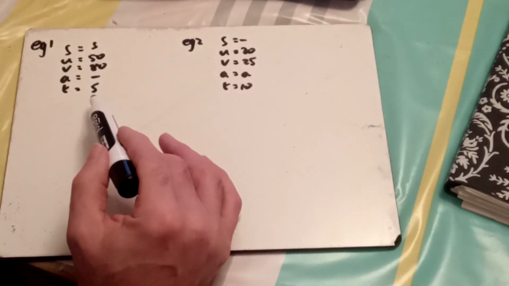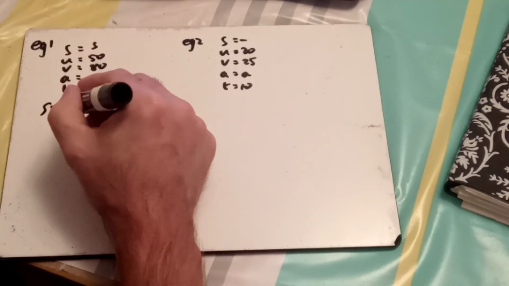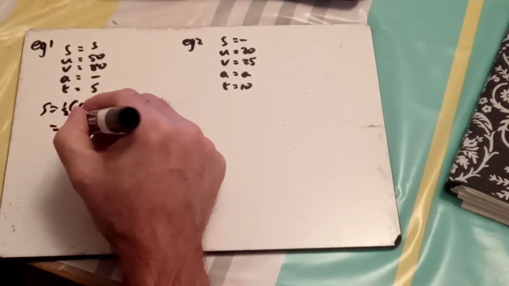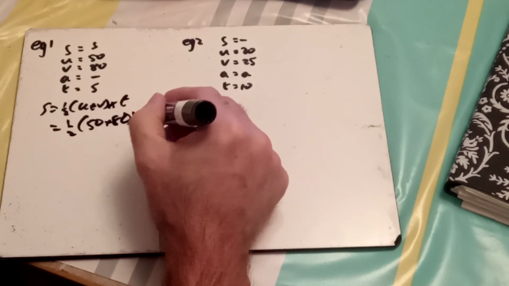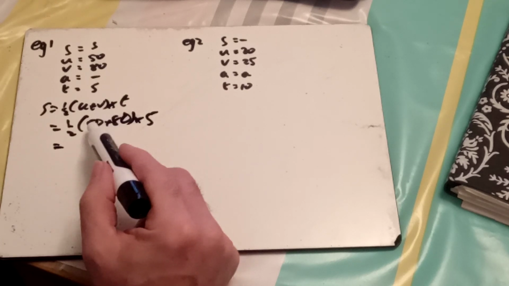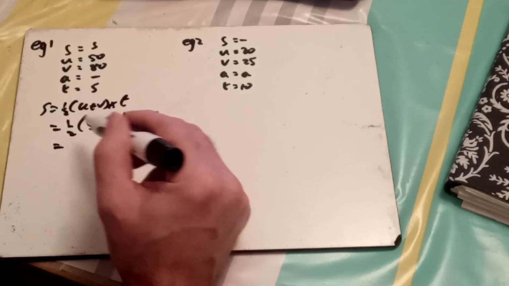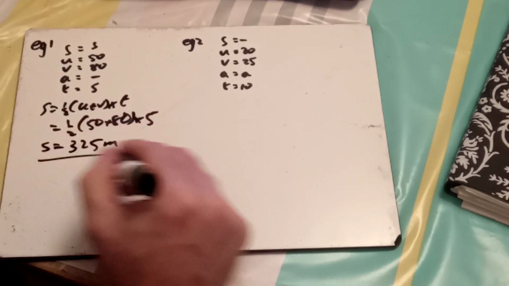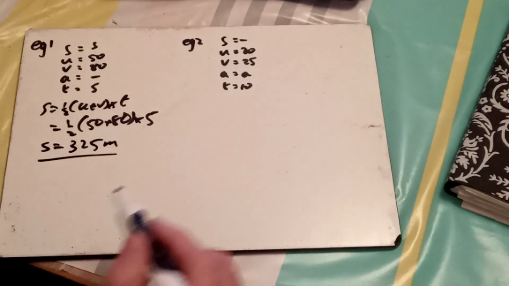So I need the one without a. So I'm going to quote s equals a half bracket u plus v times t. So it's a half, 50 plus 80, times by 5, and then press buttons and work it out. So we've got 130 divided by 2, 65, times 5 is 325 meters. I'll talk about units in a bit, because that has an effect as well.